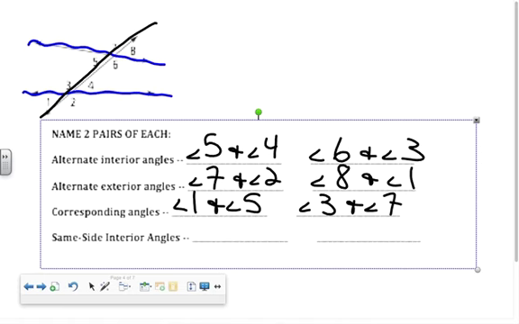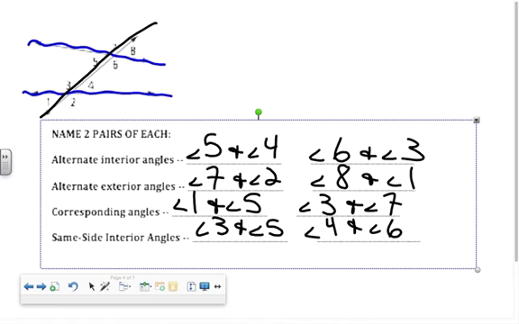And then finally, same side interior are the last kind of angles formed here. And once again, the name of them describes exactly what they look like. They're on the same side of the transversal. They are inside the two lines. So angle 3 and 5, and angles 4 and 6. Okay, so these angles exist anytime you've got two lines cut by a transversal.